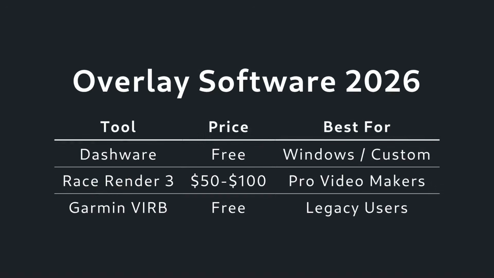For the software, you have 3 main options in 2026. Dashware is the best free tool for Windows. Race Render 3 costs $50 to $100, but offers the ultimate customization. And Garmin Virb Edit is discontinued, but frankly, still works great if you find the download.